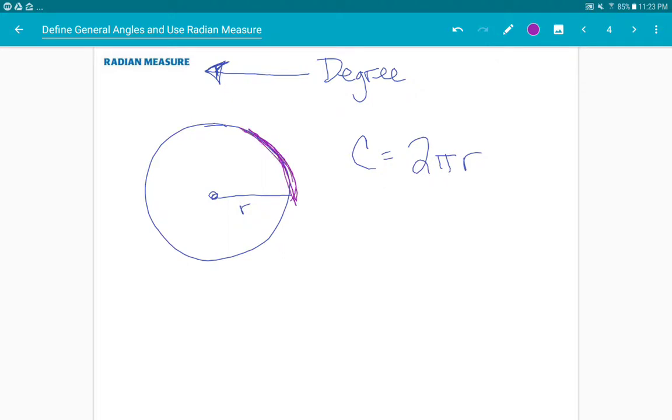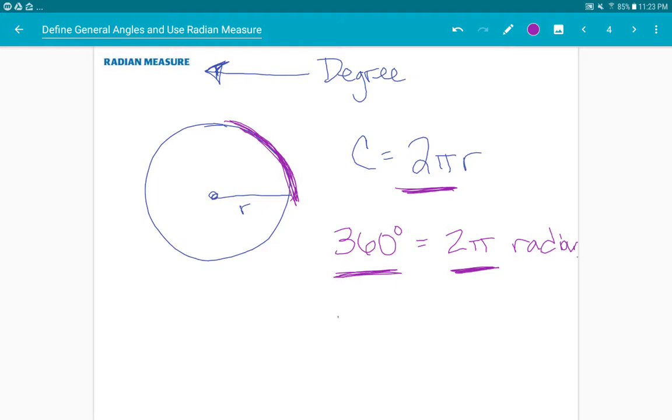So let's say I needed to find the arc measurement for a particular piece of the circumference, right? What we need to know is that 360 degrees of a circle is equivalent to 2 pi radians. That comes from the circumference itself. We use 2 pi specifically because it's in degrees. So we need to understand that 2 pi radians is the same thing as 360 degrees, okay?